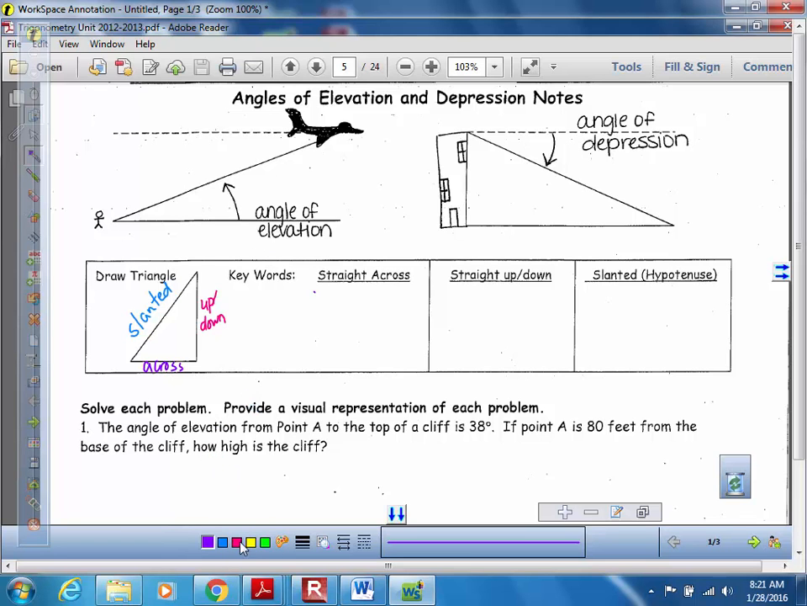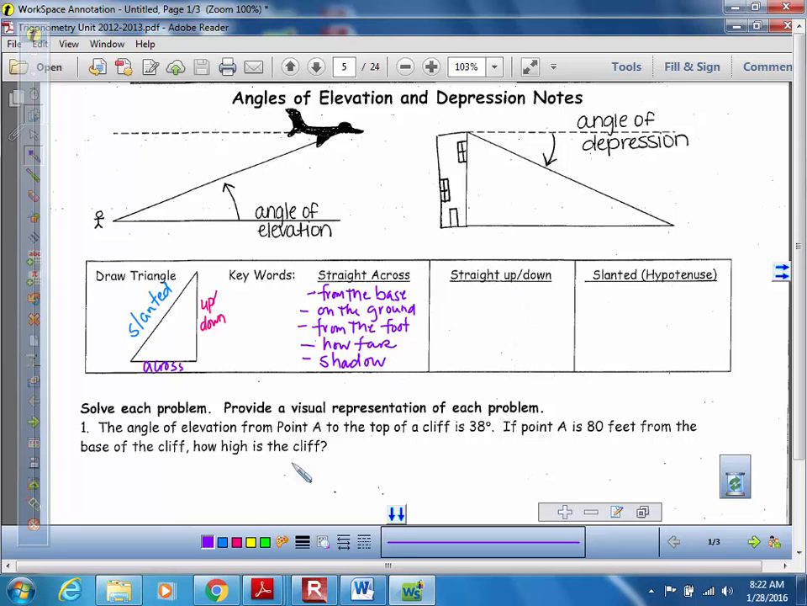So straight across, which is this piece right here, some keywords that you would look for would be from the base, on the ground, from the foot, how far, and shadow.